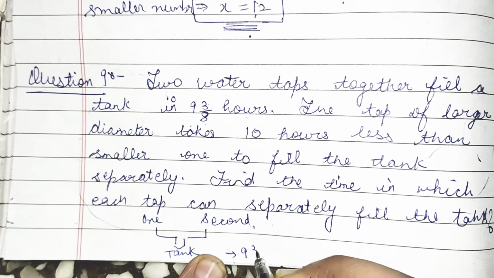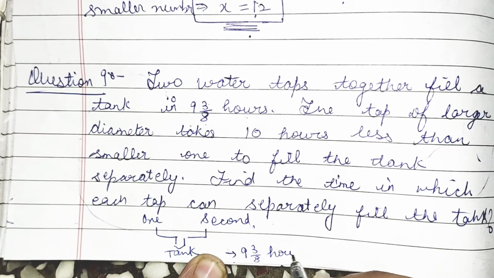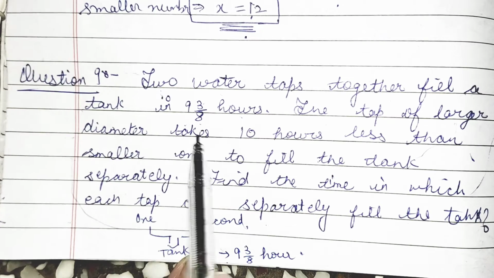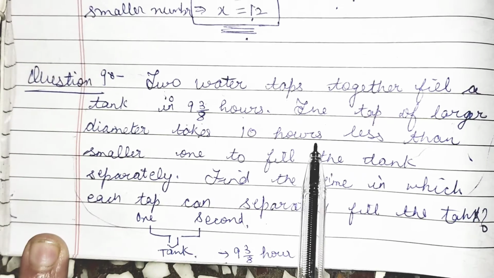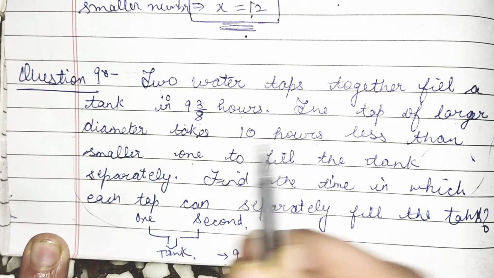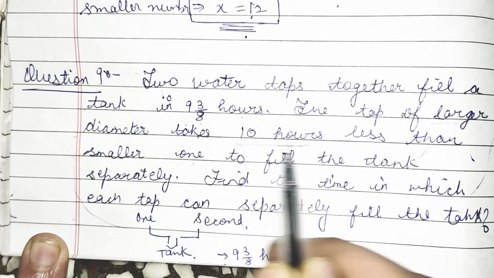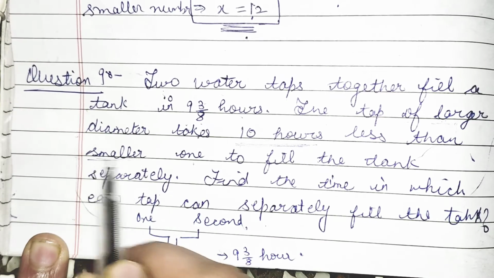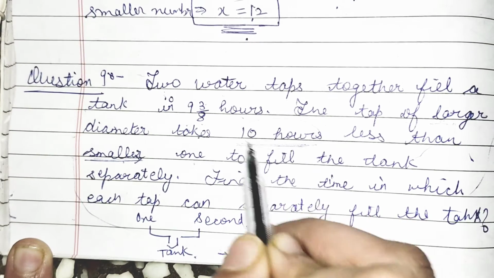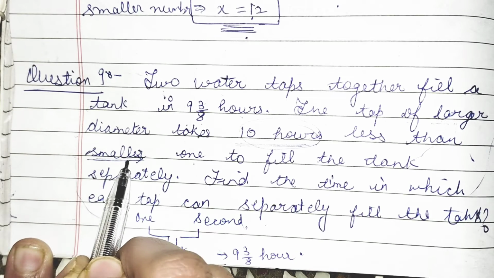In 9 3 by 8 hours. Okay, then what is given to you? The tap of larger diameter takes 10 hours less than the smaller one. So the time for the larger tap is given to you in terms of which one? The smaller one, meaning the larger one takes 10 hours less than the smaller one.